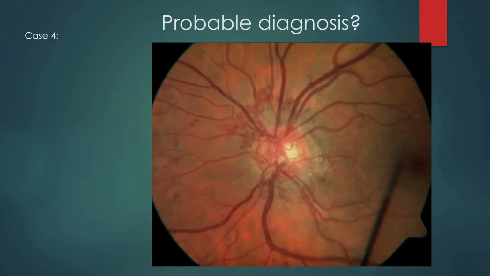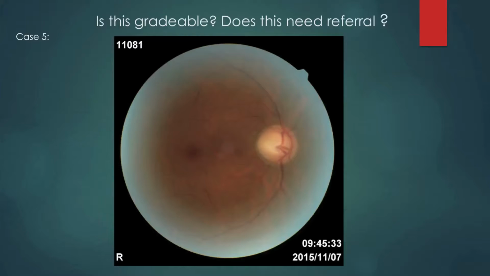This image shows dramatic new blood vessels growing on the optic nerve. These new blood vessels often occur after diabetic retinopathy, and this is most likely proliferative diabetic retinopathy. Case 5.